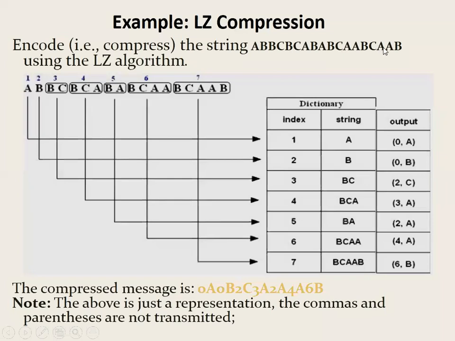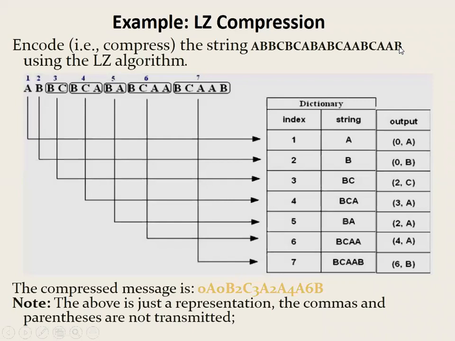Then in addition, we have to add A. BCA is also not unique because it's available at index 4. Again, add more symbol. A, BCAA. Again, BCAA is available at index 6. So we have to add more symbol if there exists.